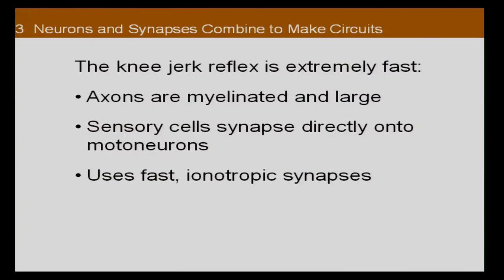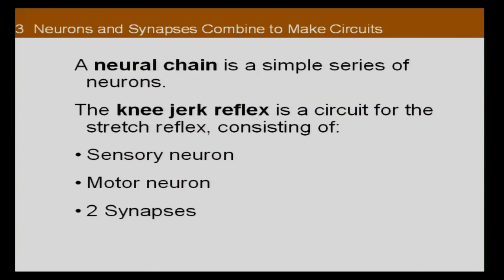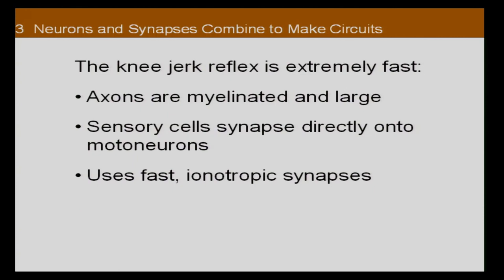Just a couple more facts. The knee-jerk reflex is extremely fast. Axons are myelinated and large, the fastest you can get. Sensory cells synapse directly onto motor neurons, so there's only, as I said, two neurons involved in this reflex. And all of the synapses use fast ionotropic synapses, so the very fastest you can get.